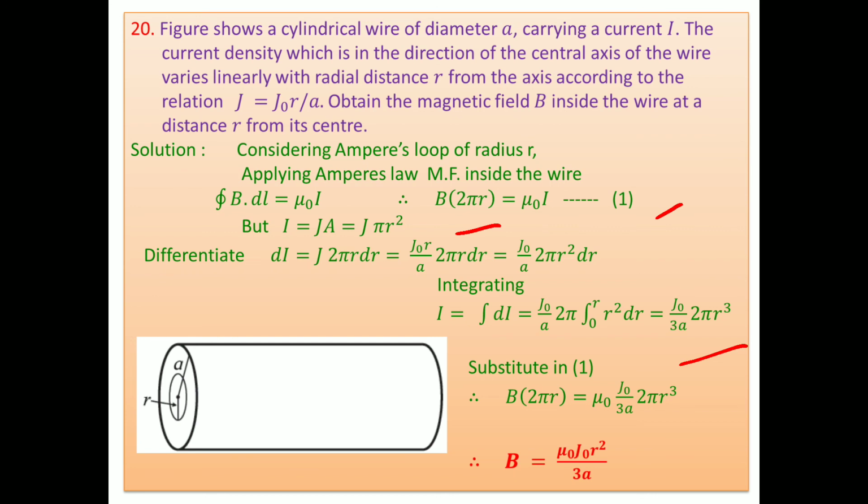Substituting this value in equation number 1, you get here B 2 pi r equal to mu naught J naught upon 3A times 2 pi r cube. B equal to mu naught J naught r square upon 3A. Such types of numericals are asked in JEE exams. Quite a difficult one. Do the practice of it.